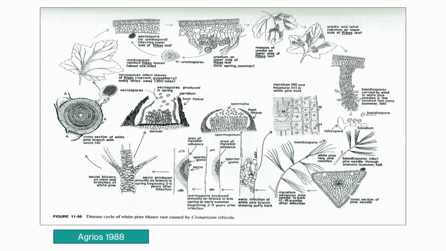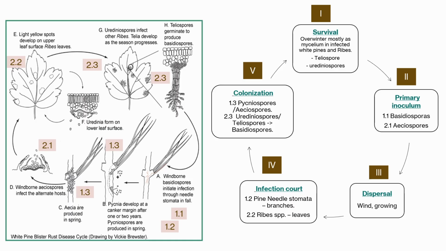I try to adjust the life cycle of this pathogen in a disease cycle, and even if it's not the best way to explain it, it could help us to make a summary. So here is the diagram of the disease cycle with the important steps: survival, primary inoculum, dispersal, infection, and colonization. So I'll start with the primary inoculum, and at the end of the presentation, I'll talk about the survival.